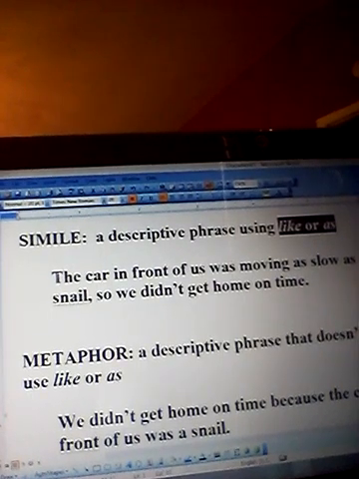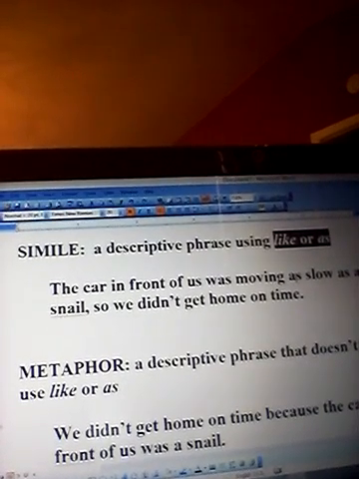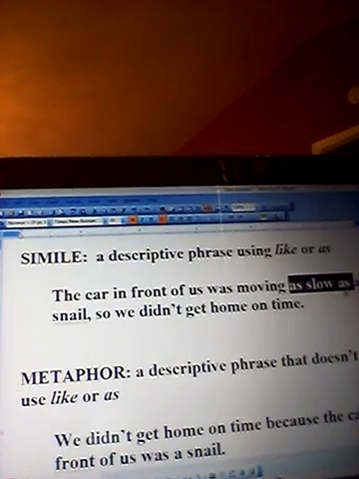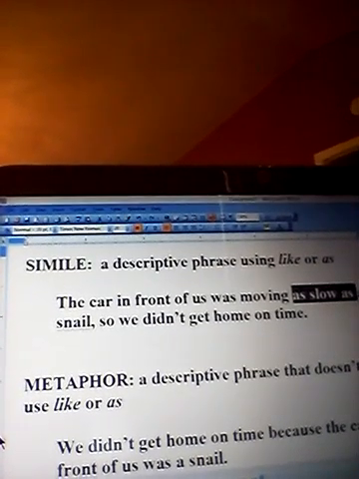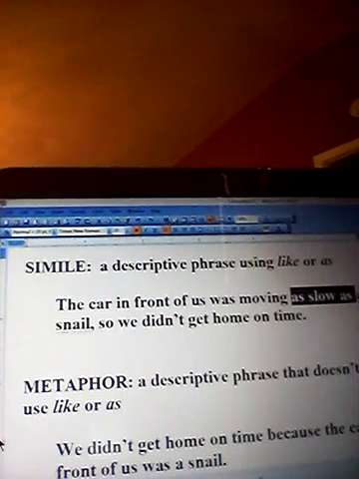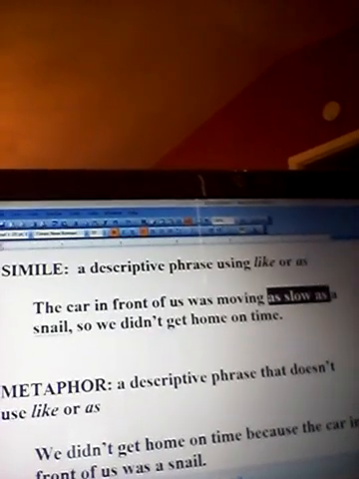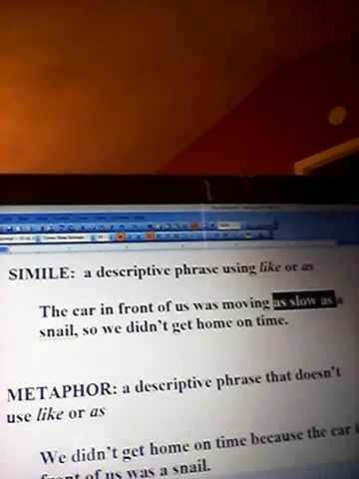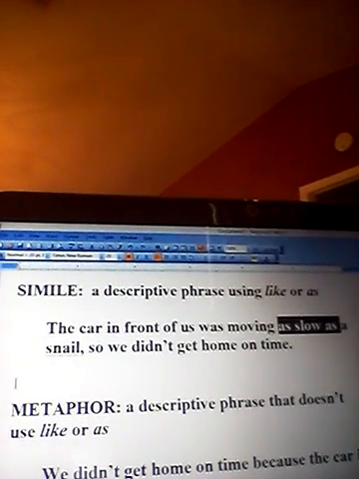Let's go down here and see what it says in the example. It says, the car in front of us was moving as slow as, there's as, a snail, so we didn't get home on time. It's describing the speed of the car to that of a snail. Now, granted, that's a bit of an exaggeration because cars don't move as slow as snails. I mean, even 1 mile an hour is faster than a snail, but you get the idea.